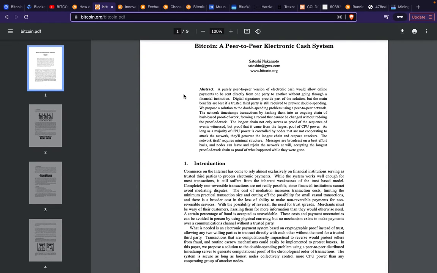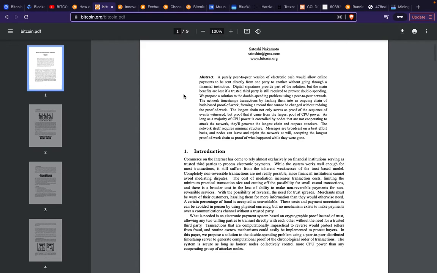So, this paper was published in 2008, right? This was at a time of financial crisis, and there was bailing out of banks, so he came out with this white paper, which gave birth to Bitcoin. I think it was on October 31st, 2008. And it talks about the peer-to-peer version of electronic cash, right.